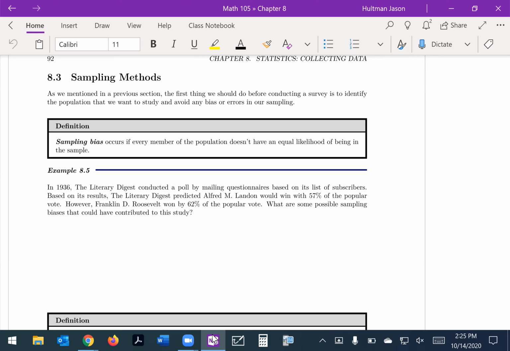In 1936, the Literary Digest conducted a poll by mailing questionnaires based on its list of subscribers. Based on its results, the Literary Digest predicted Alfred M. Landon would win 50% of the popular vote. However, Franklin D. Roosevelt won by 62%. What are some possible biases that could have contributed to the study?